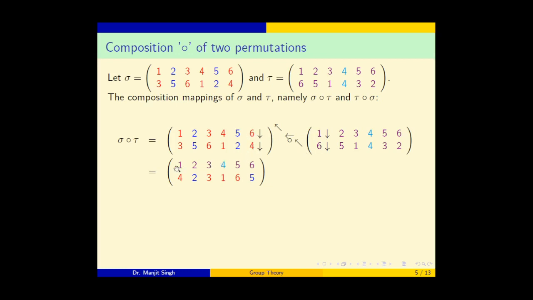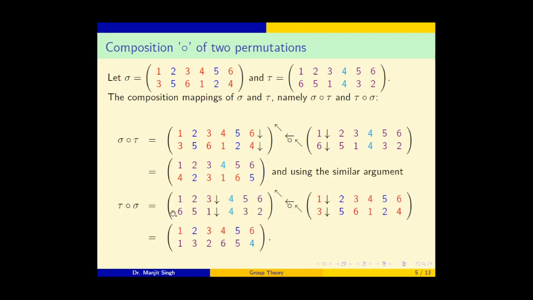In a similar way we can see 2 has image 5 here, and now 5 has image 2. So finally 2 has image 2. So this Cauchy form of permutation is useful to determine the composition of mapping.